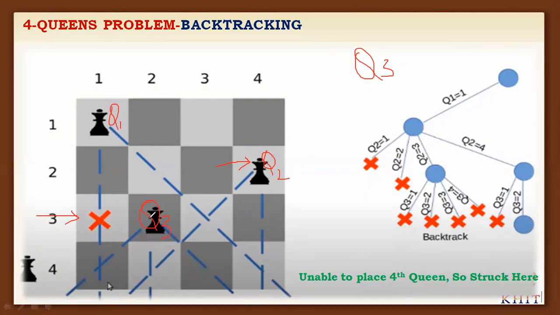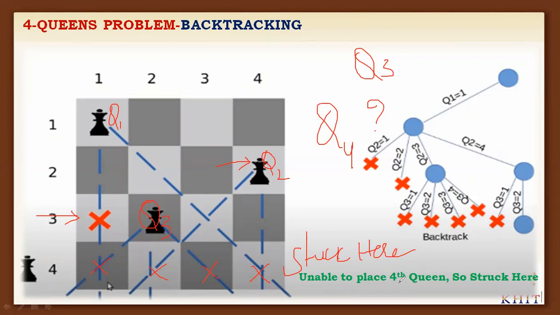Next, what will happen? Where can I place Q4? There is no possible way of placing Q4. Why? Because here I cannot place Q4, here also I cannot place Q4, here I cannot place Q4, and here also I cannot place Q4. So there is no provision for placing Q4. Then what can I do? I simply get stuck here.